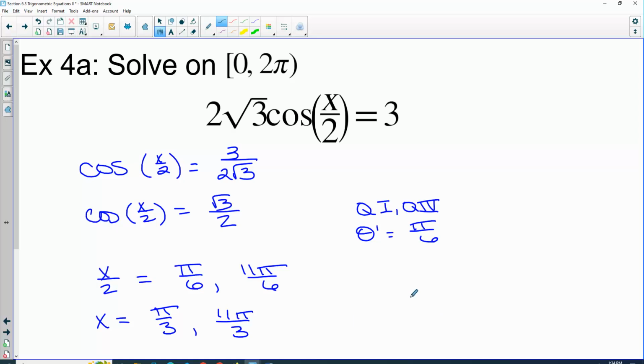My directions said to give me the answers between 0 and 2 pi. Are both of these between 0 and 2 pi? 11 over 3, that's like 3 point something, so that's bigger than 2, right? So if I said only the ones between 0 and 2 pi is just pi over 3. 11 pi over 3 is too big, it's outside my interval. If you're not sure, just do 11 divided by 3. If it's bigger than 2, then it's outside the interval and we wouldn't need it. Now if I said all possible solutions, that's when you would include it.